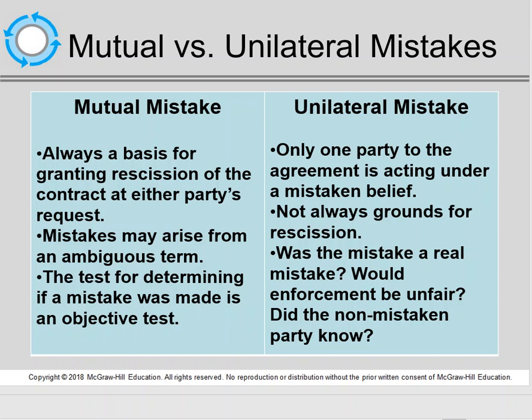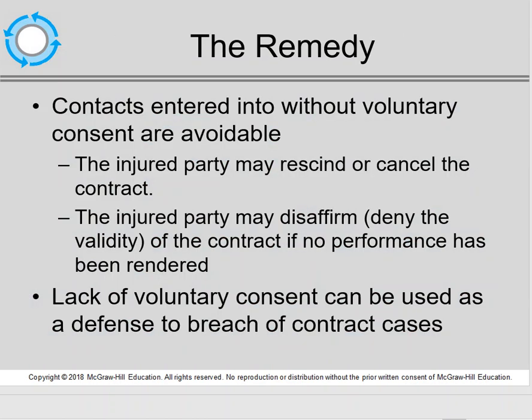Moving back to slides 7 and 8. What is the remedy when we have any sort of behavior that invalidates voluntary consent? Well, it's going to depend on where we are within the contract. If the contract has already begun and a party is actually injured, the injured party may rescind or cancel the contract and either return what he or she received under the contract and/or recover what he or she gave under the contract.